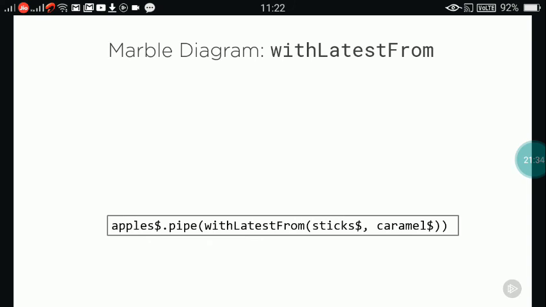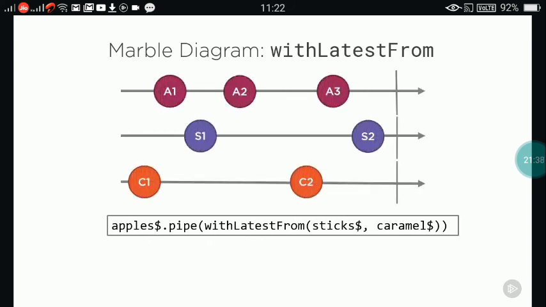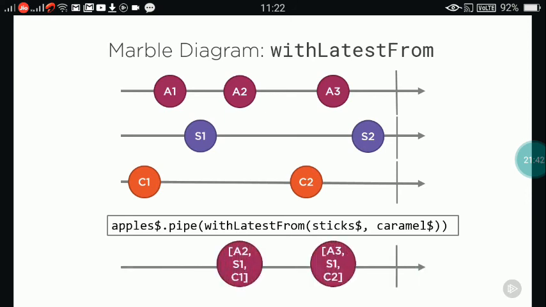We have three streams: apples, which is our source stream, sticks, and caramel sauce. When the apple stream emits, we get the latest emitted stick and caramel sauce from the other streams and emit the candied apple. It looks like we are missing some values in our output stream. That's because with latest from does not emit until all of the streams have emitted at least one value. And then it only emits when the source stream emits. That occurs here and here.